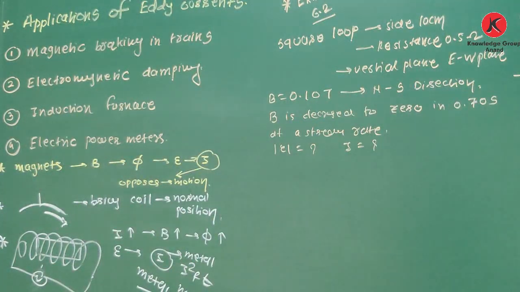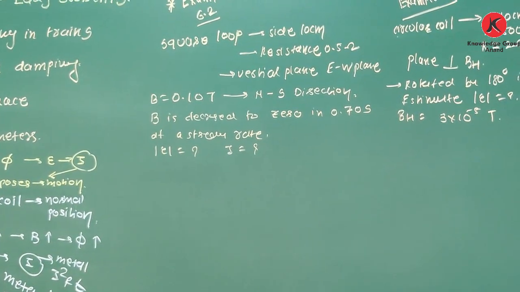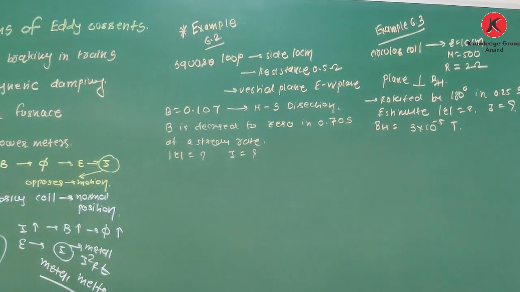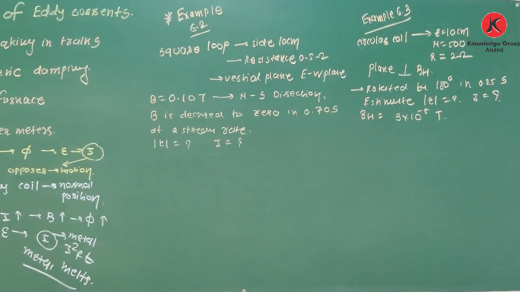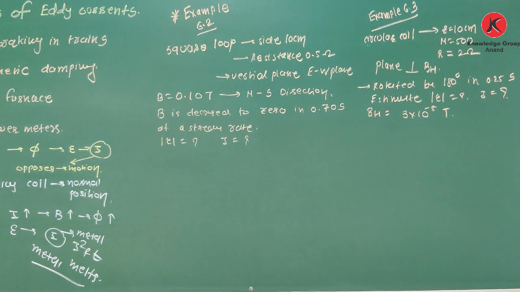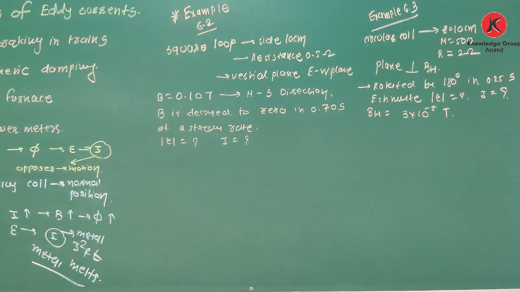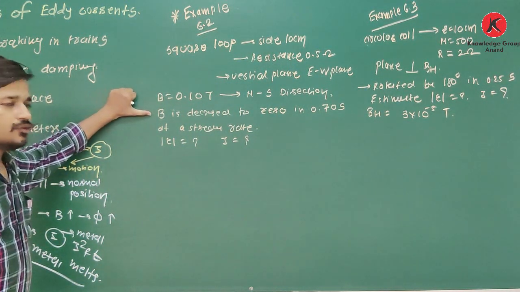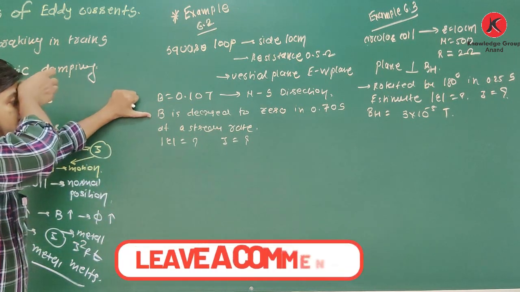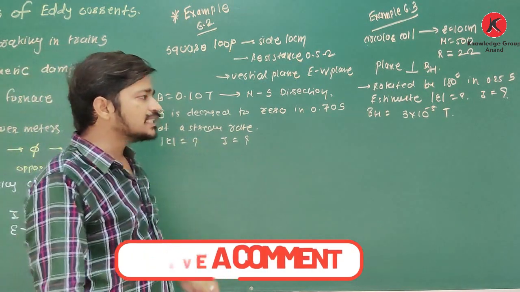See, example 6.2. What is example 6.2? Here it is. A square loop having side 10 centimeter and resistance 0.5 ohm is placed in a vertical plane such that it is in the east-west plane. A uniform magnetic field 0.10 Tesla is in the north-south direction. The magnetic field is decreased to 0 in 0.70 second at a steady rate. You have to find the magnitude of induced EMF and the current.